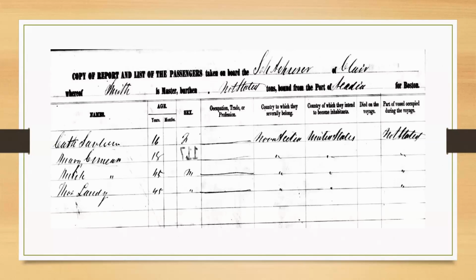All right. So this is a copy taken from the Port of Boston. And you can see here, it gives you pretty much the exact same information that you would expect from an original customs passenger list. But if you note off to the side here on the far right, you'll see it's a little bit different because it's a different form. It even includes the part of the vessel occupied during the voyage, which, while perhaps not super helpful from a genealogical point of view, is good because it gives you additional information about your family.